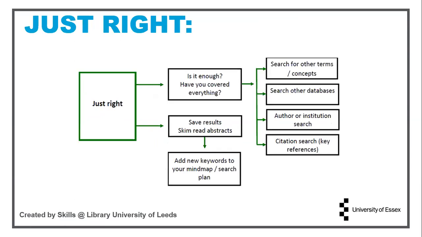Hopefully you'll get to the stage where the number of results is just right. When you reach this stage, firstly think about whether you have covered everything. Is there anything you thought you would find in the results that you haven't? If the answer is yes, think of some new terms or concepts, or search in other databases. You can also run author searches for key authors in the area, or use citation searching. We'll come back to this one.